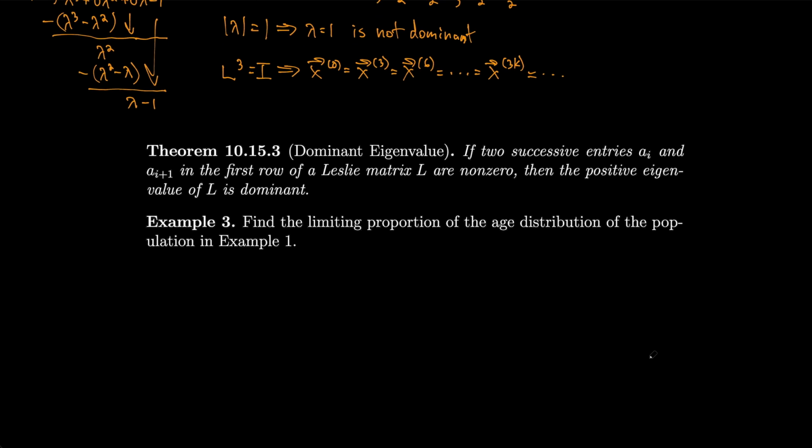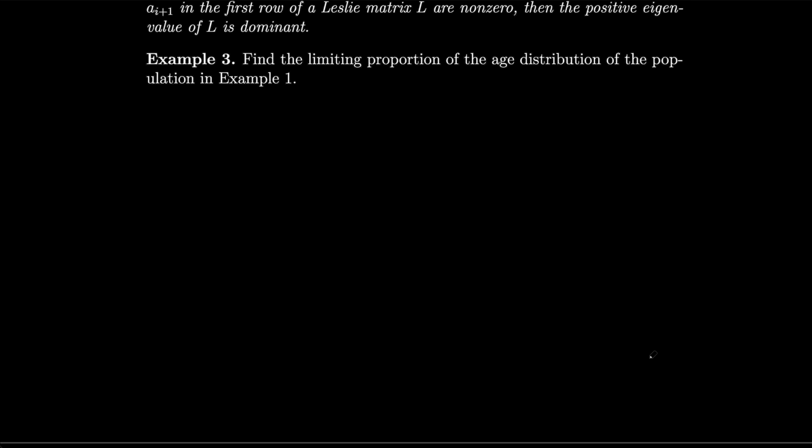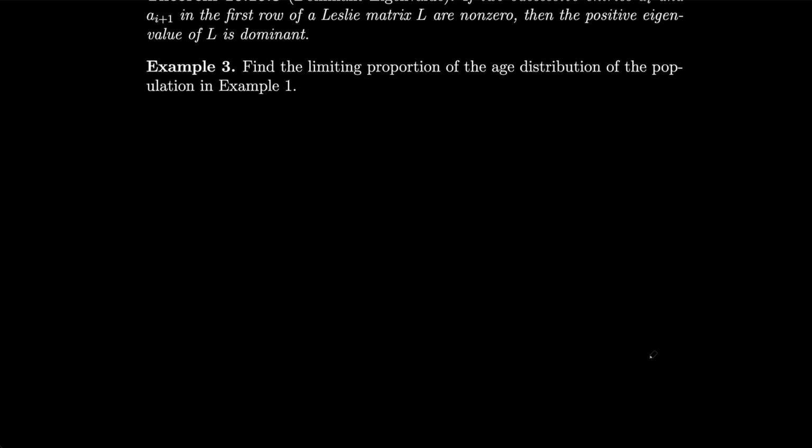So in order to see when we'll actually have one, we have this theorem that tells us if two successive entries ai and ai plus 1 in the first row of a Leslie matrix are non-zero, then the positive eigenvalue must be dominant. So as an example, how about we find the limiting proportion of the age distribution of the population in example 1, using this new knowledge of the eigenvalues of Leslie matrices that we have. So we had that the Leslie matrix was given by 0, 4, 3, half, 0, 0, 0, 1/4, 0.